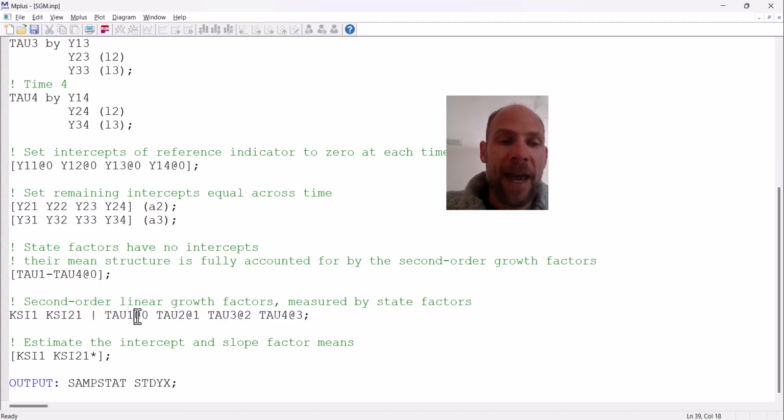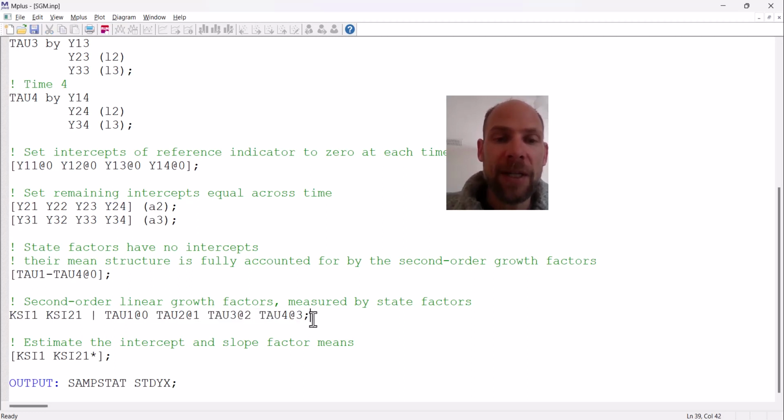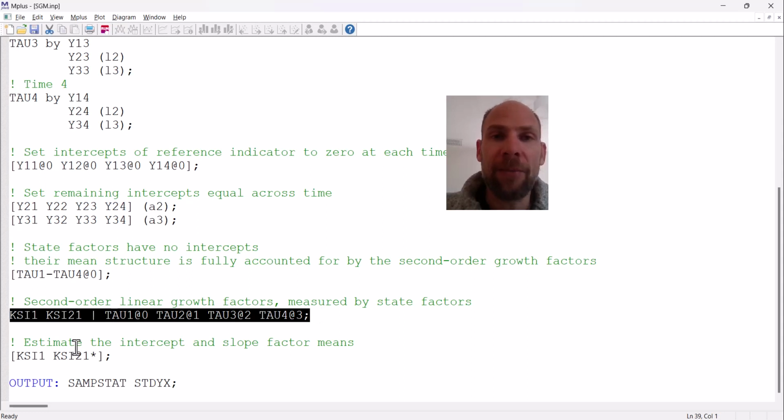So these at symbols here refer to the loadings of the first order factors on the slope factor. On the intercept factor, all the loadings are equal to 1 and fixed to 1 by default in Mplus. So you don't have to say anything about the loadings on the intercept factor, because in this default syntax for specifying a growth model, only the slope loadings have to be defined. The intercept loadings are 1 by default.